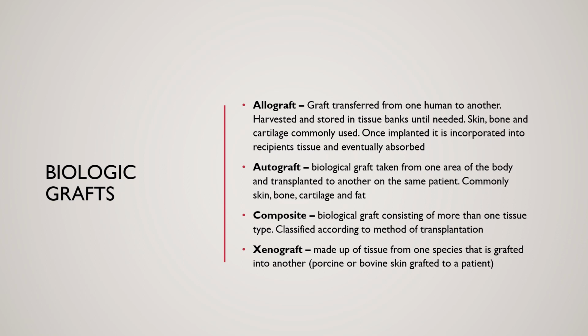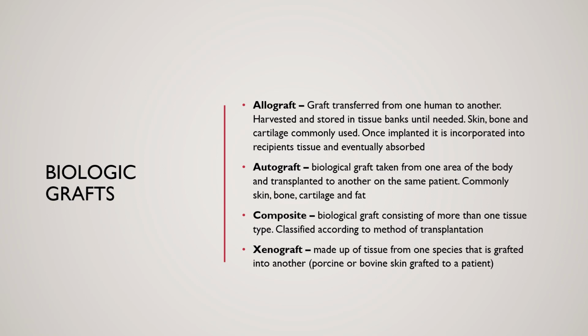All right, so just a little bit more on biologic grafts. There are a few different types. The first being the allograft. This is a graft that's transferred from one human to another. So these are human derived. Oftentimes they are harvested and then preserved and stored in tissue banks until they are needed. Common types that we use on these grafts are skin, bone, and cartilage. Once they're implanted, they are incorporated into the recipient's tissues and eventually absorbed.